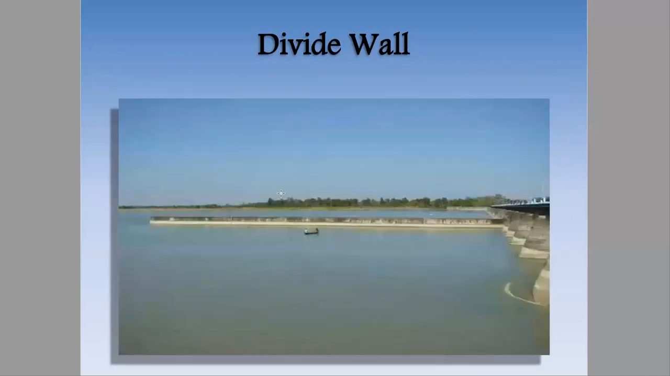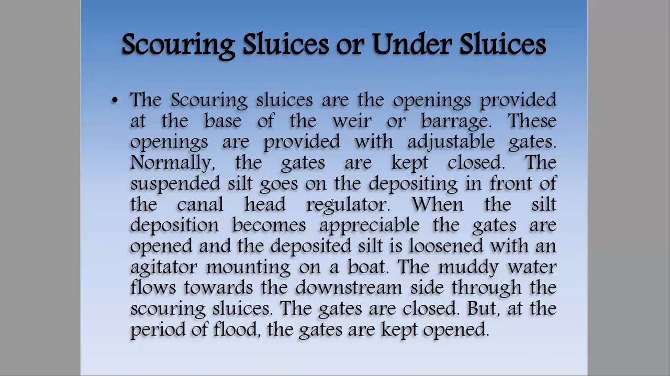You can see this is the divide wall. Okay, now this one is really important. What is this? Scouring sluices or under sluices. We already know what scouring is. Basically, scouring is rubbing off or removal of the settled bed or bed surface. Okay, so scouring sluices are the openings provided at the base of the weir or barrage. Definitely, if we have to clear something that is settled in the bed, we need to provide an arrangement at the base, okay, at the bottommost point.